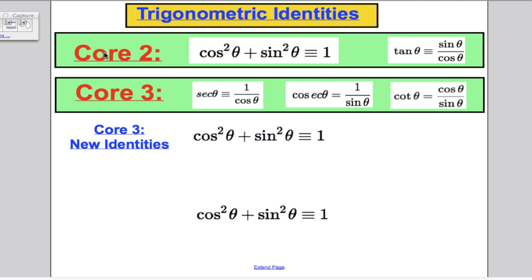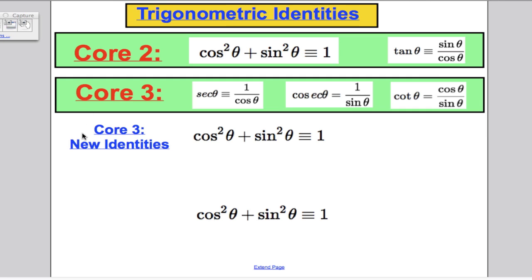From Core 2, the following two identities came out. Cos squared theta plus sine squared theta is always 1, and tan theta is always sine theta over cos theta, where cos theta can't be 0. From Core 3, the following definitions or identities have come to play. Sec theta is 1 over cos theta, cosec theta is 1 over sine theta, and cot theta is cos theta over sine theta, i.e. it's 1 over tan theta. It's the flip of tan theta.